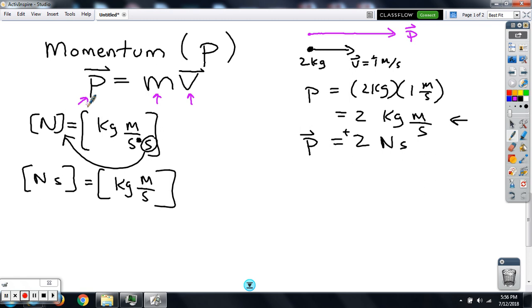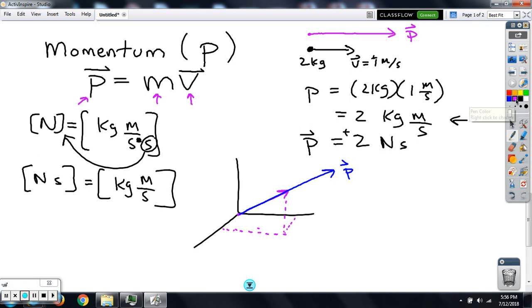And that goes in 2 or 3-dimensional space. So if an object in 3-dimensional space is moving in this direction, which could be sort of out of the board here, then the momentum vector, depending on the mass, let's say the mass was greater than 1, will look like that. Right, it would be in the same direction.